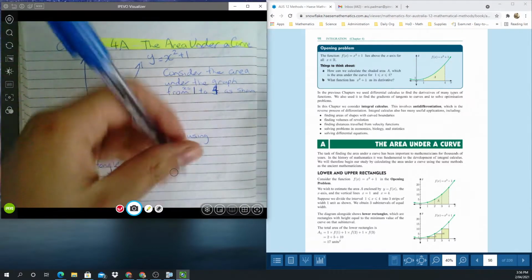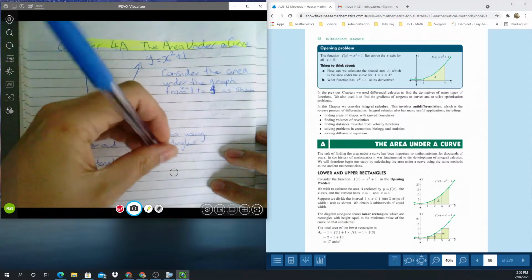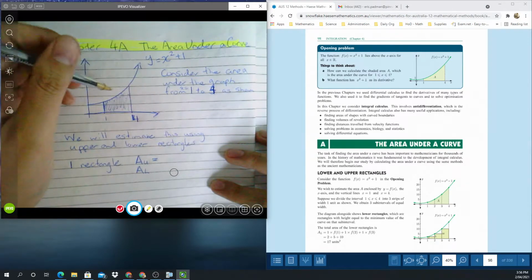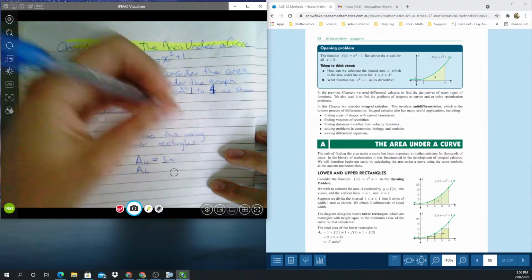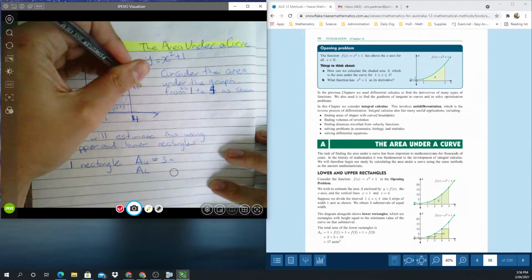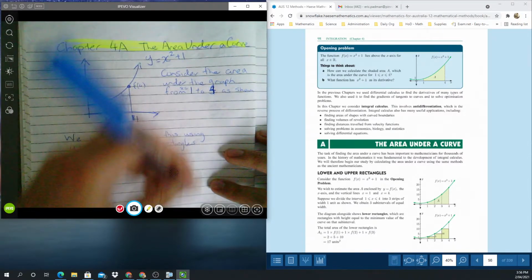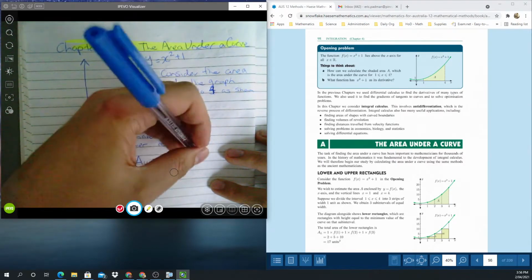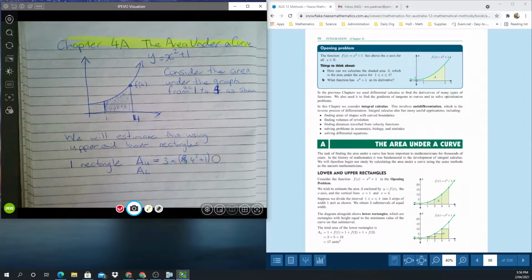So anyway, I'm actually going to write this out. One rectangle: length times width. The length across here, the spacing, is 3, times the height. The height for the large rectangle is this point up here, so that's f of 4. Oops, I'm getting ahead of myself, I'm about to write the answer. That's not the answer anyway. 4 squared plus 1 is 17. 17 times 3.